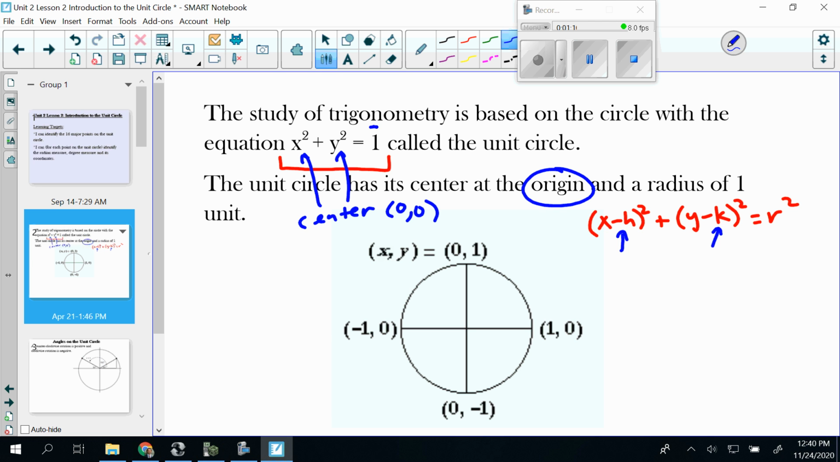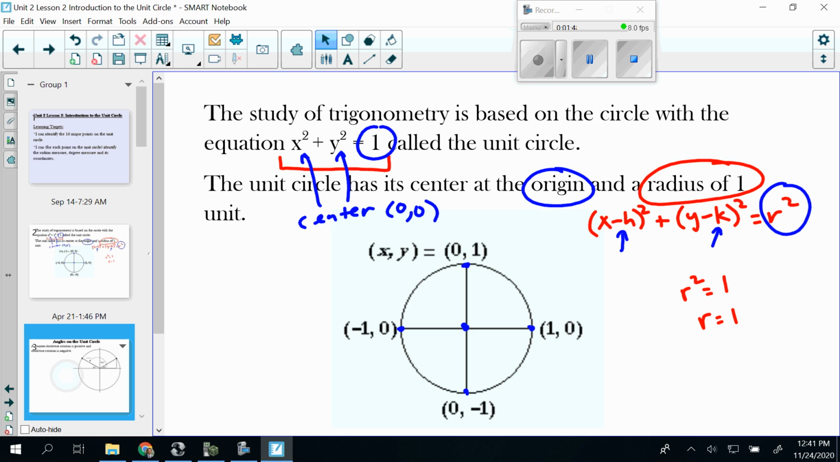Also, we have this number over here, which is 1. So in our equation, if that number is 1, that means r squared is equal to 1, and r is going to be 1. So the radius of the unit circle is 1. That's what we're going to base this on when we're doing trigonometry: this circle centered at the origin, 0, 0, with a radius of 1. And you can see that here. This is the point 1, 0. This is point 0, 1, negative 1, 0, and 0, negative 1. So that's the unit circle.